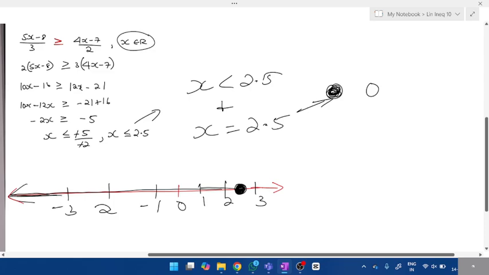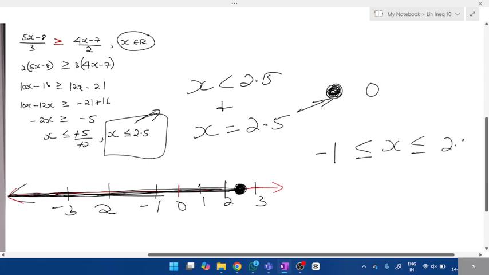Why have I drawn the line till the end? What's the reason? They haven't given any limit. For example, minus 1 less than equal to x less than equal to 2.5. If they had set a limit like this, I would have stopped at minus 1. But in the actual question, the answer is infinite value, less than equal to 2.5, infinite. This is the answer.